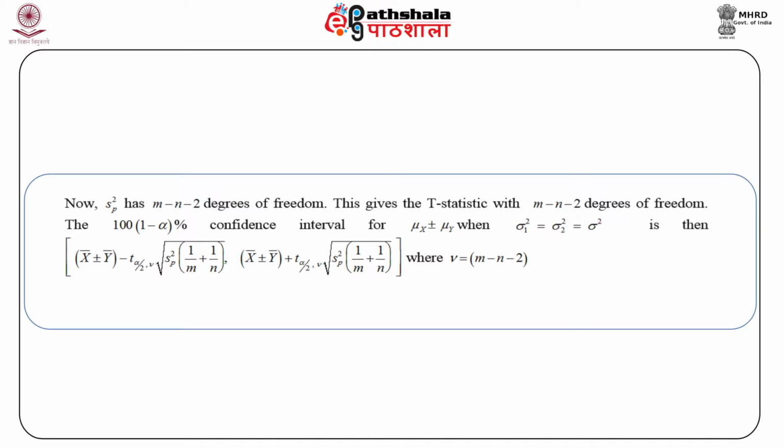The 100 into 1 minus alpha percentage confidence interval for mu x minus mu y, when sigma 1 square is equal to sigma 2 square is equal to sigma square, is then equal to x bar minus y bar minus t alpha by 2 comma nu under root of sp square into 1 by m plus 1 by n, and x bar minus y bar plus t alpha by 2 comma nu into under root of sp square into 1 by m plus 1 by n, where this nu is equal to m plus n minus 2.